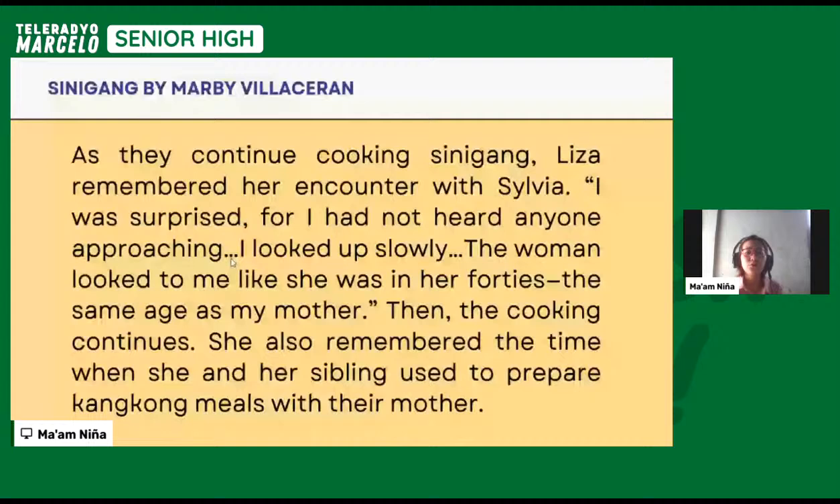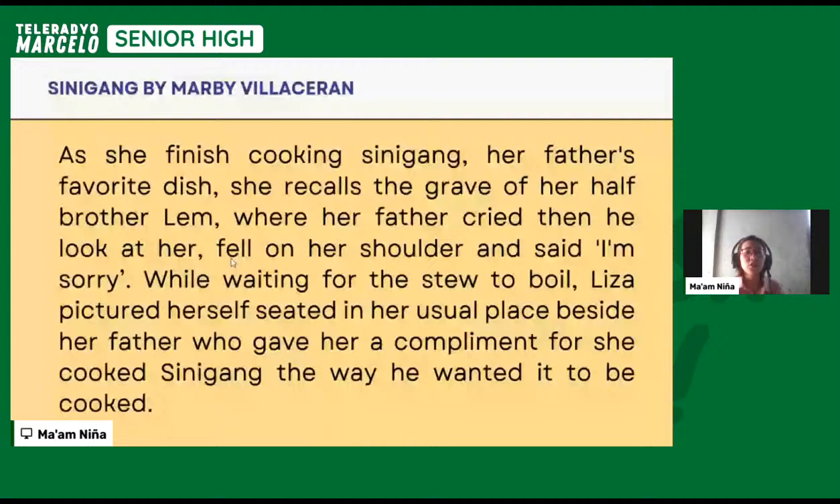As they continue cooking sinigang, Lisa remembered her encounter with Sylvia. "I was surprised, for I had not heard anyone approaching. I looked up slowly. The woman looked to me like she was in her 40s, the same age as my mother." Then the cooking continues. She also remembered the time when she and her siblings used to prepare kangkong meals with their mother. As she finished cooking sinigang, her father's favorite dish, she recalls the grave of her half-brother Lem, where her father cried, then he looked at her. He fell on her shoulder and said, "I'm sorry."